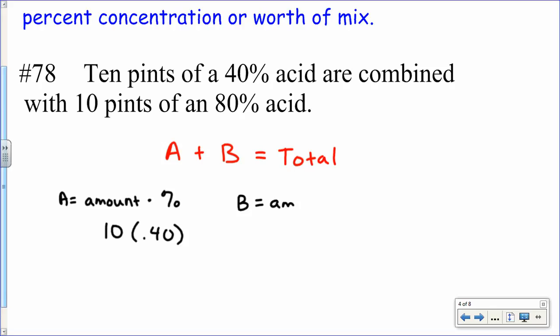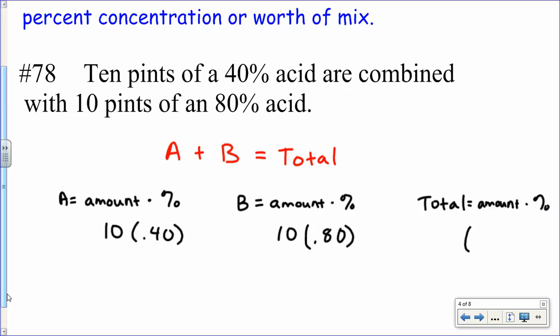Okay, then B is our amount times the percent. And so that is 10 also. And then what percent acid is B? 80%, so 0.80. And then your total is the same thing. Total is your amount times the percent. The total amount I've put in, I can figure that out right away. How much liquid have I put in? 20, right? 10 plus 10. But what I don't know is at what percent. So that's what I have to try to figure out.